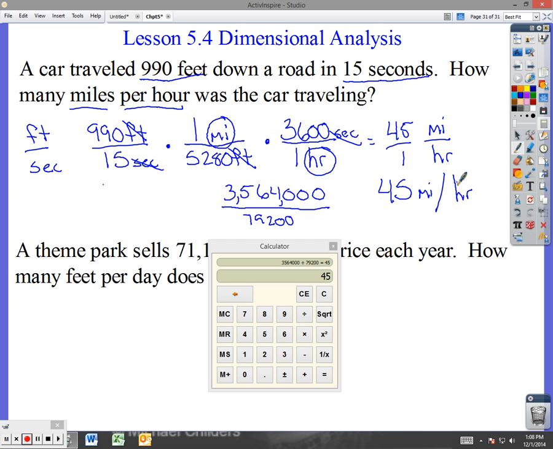So if I'm traveling at 990 feet in 15 seconds, that would convert into I am traveling 45 miles per hour. Doesn't seem as fast, does it? This seems like really fast. This doesn't. Okay, let's take a look at another one.